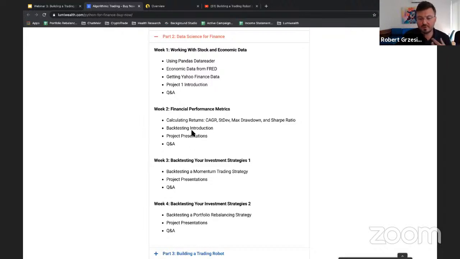We also go over financial performance metrics and how to actually do that in code, which are things like standard deviation, max drawdown, Sharpe ratios, compound annual growth rates. These are all ways you're going to measure the performance of your investments, right? So we teach you how to do that sort of thing.